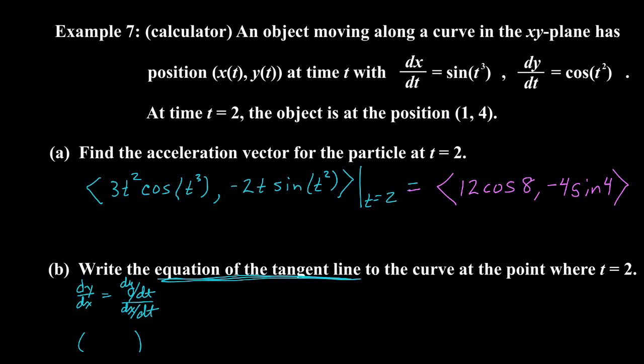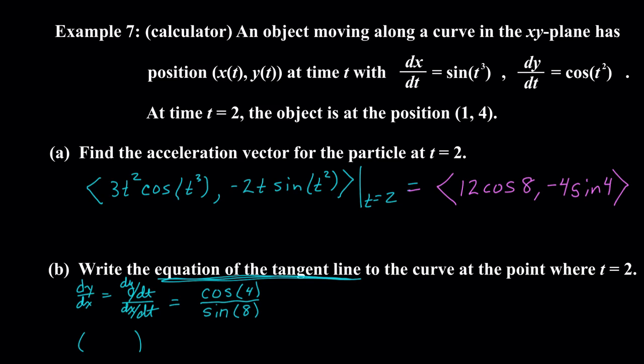So when dy/dx, y prime, that's going to be cosine of t squared, so cosine of 2 squared, which is 4, over sine of t cubed, which would be sine of 2 cubed, or sine of 8.